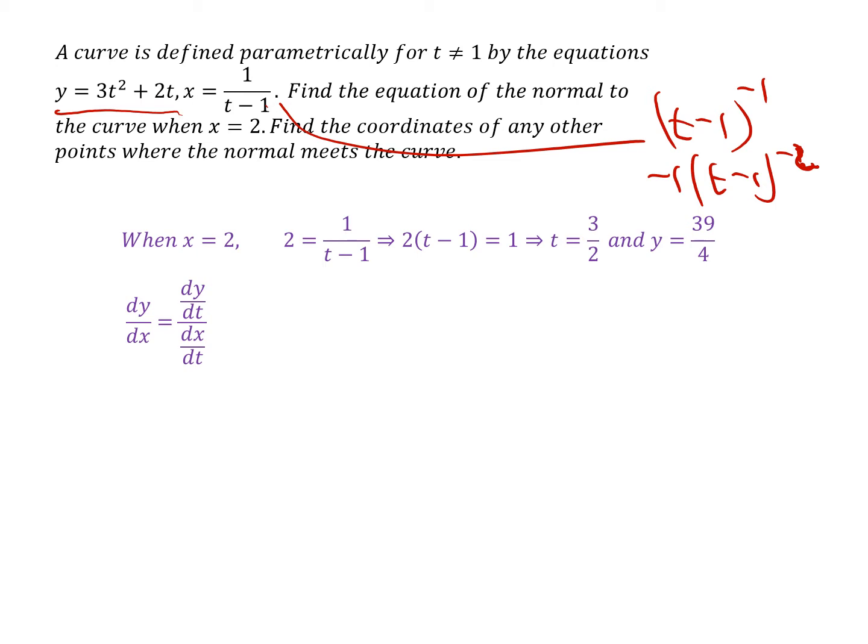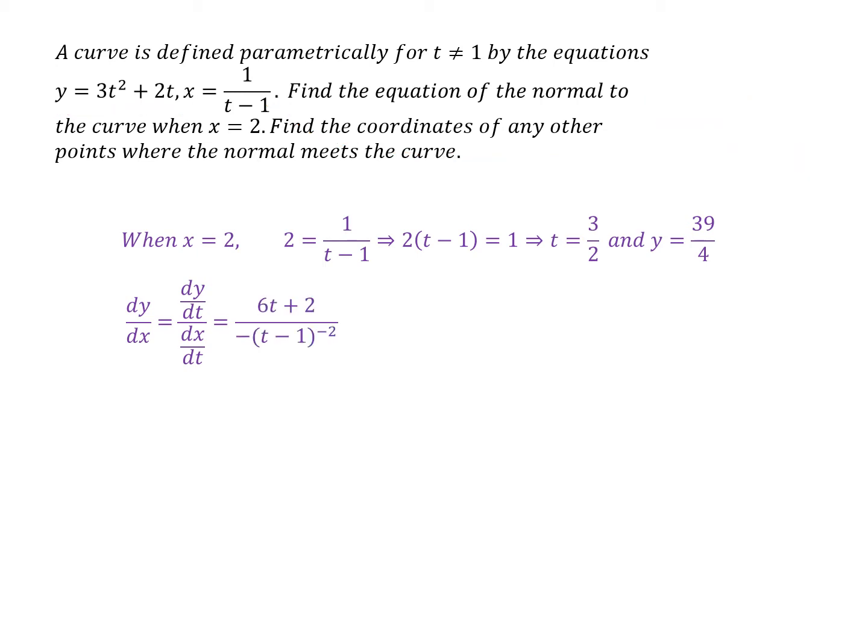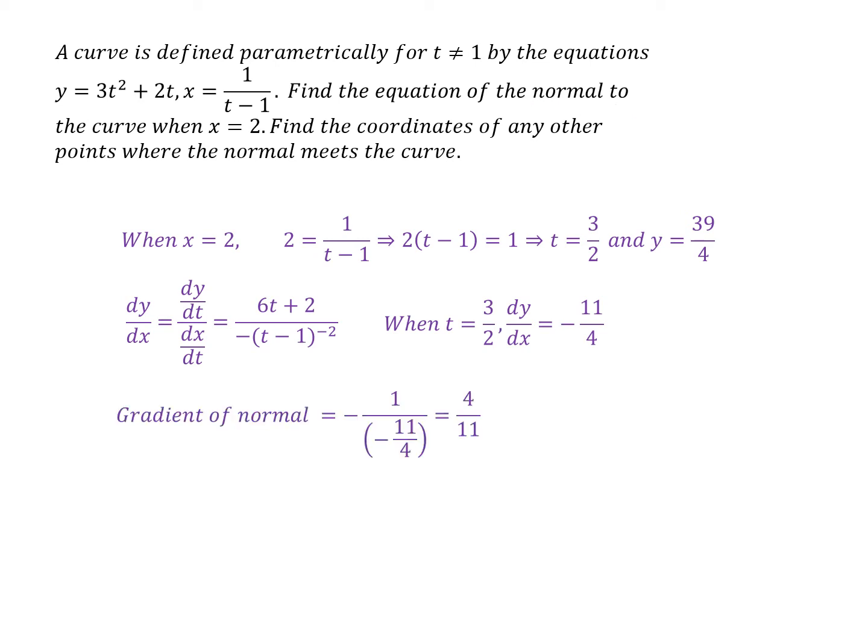So dy/dt divided by dx/dt gives us (6t plus 2) divided by minus (t minus 1) to the minus 2. To find the gradient of the tangent, we put this value of t into that expression, and we get the figure for dy/dx of minus 11 over 4. But remember, that's the gradient of the tangent, and we're trying to find the gradient of the normal. So we want the negative reciprocal of that. So that's 4 over 11.